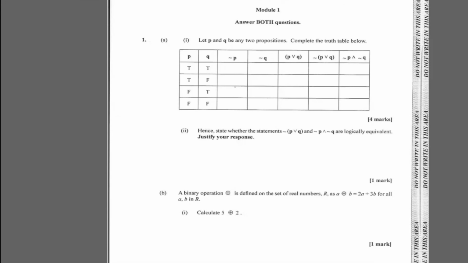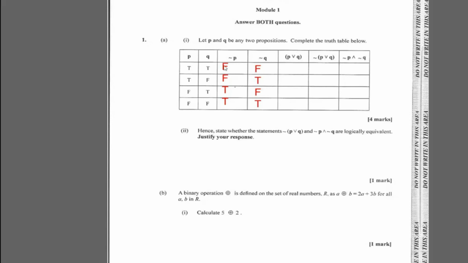Not P is just going to be false, false, true, true. That's not P. Alright, not Q. We see Q, we have true, false, true, false. So this is going to be false, true, false, true. Alright, no issues so far.